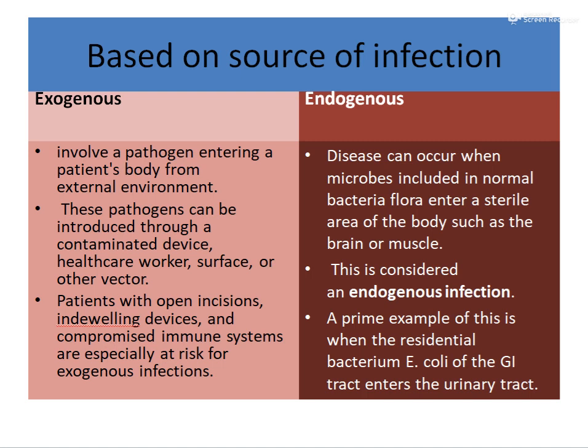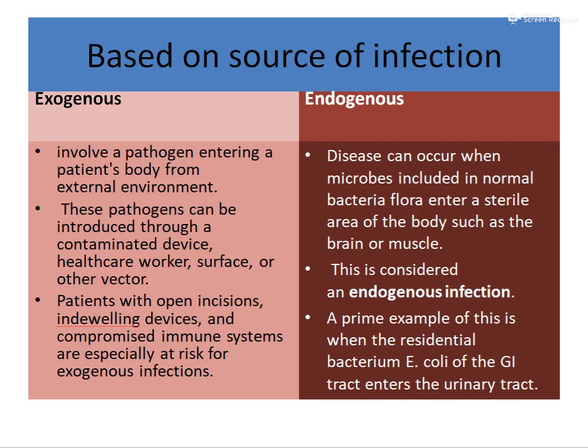Now, on the other hand, sometimes infections can occur by normal bacterial flora which occurs within our body itself. For example, the normal bacterial flora of your own body can enter into an otherwise sterile area. For example, brain and muscle are areas where normally bacteria do not survive. Whereas your skin, mucous tract, respiratory tract, and gut are all home to a large number of bacteria.